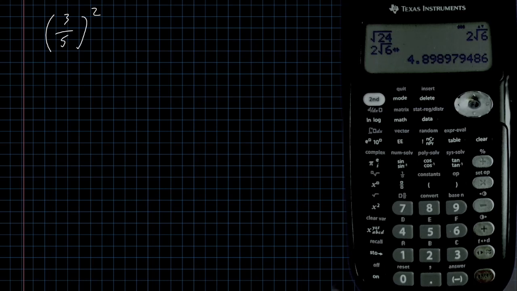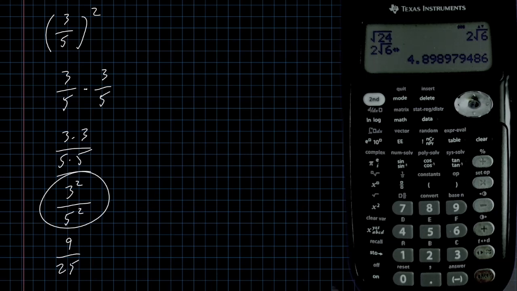If I have 3/5 squared, I'll show you by writing this out in detail. 3/5 squared means 3/5 times 3/5, which is 3 times 3 in the numerator and 5 times 5 in the denominator. But I want to point out here that 3 times 3 is just 3 squared, and 5 times 5 is just 5 squared. So if you learn this general rule, you can deal with squaring and cubing fractions without having to do too much work.